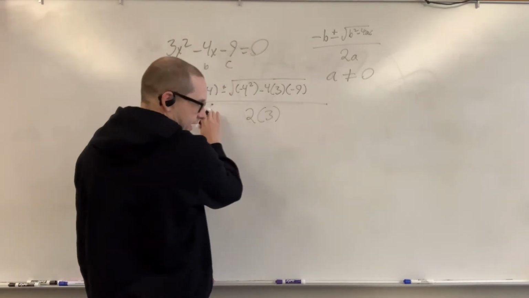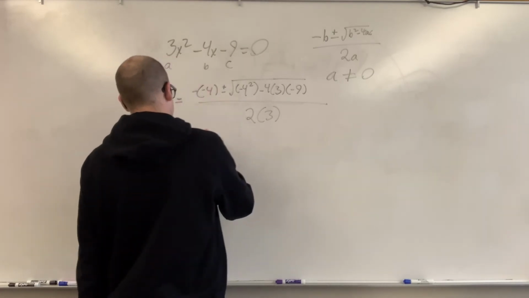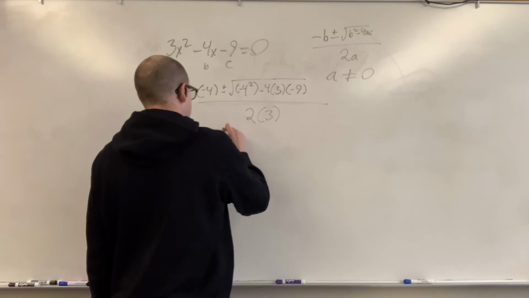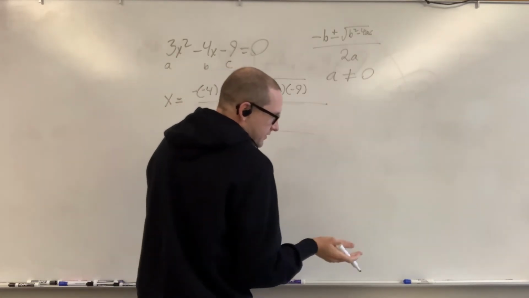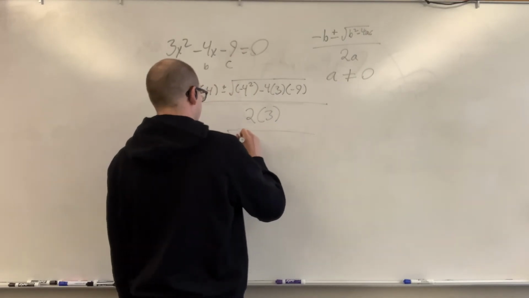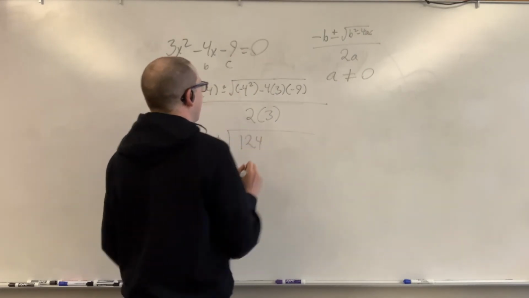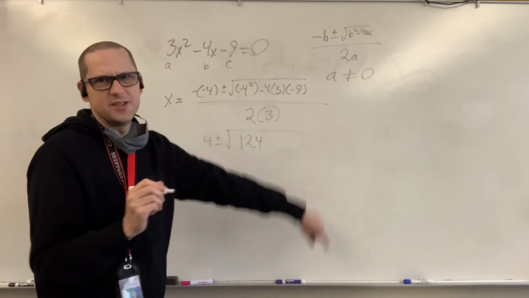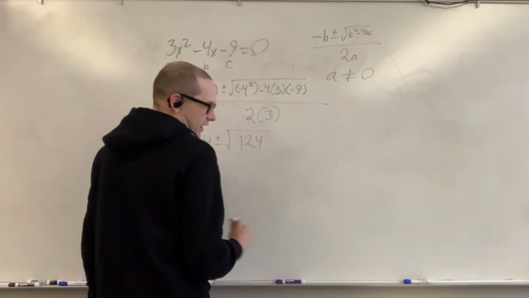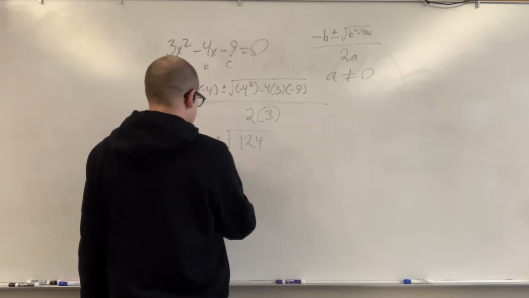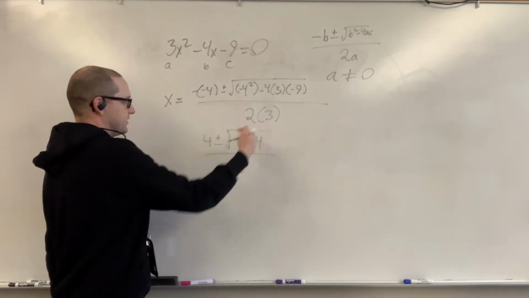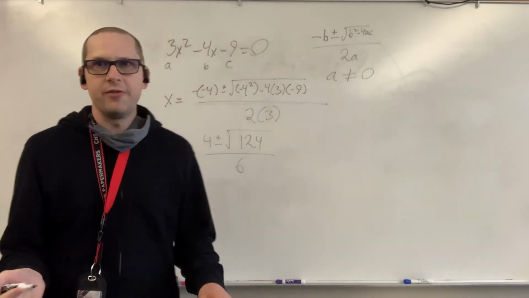So the negative 4 is going to turn into positive 4, plus and minus. Inside that square root, all those things are going to turn into the square root of 124. Just trust me. When you multiply all these things and do all the adding, you're going to end up with a square root of 124. And that is all over 6, because 2 times 3 is 6. So 4 plus minus the square root of 124.